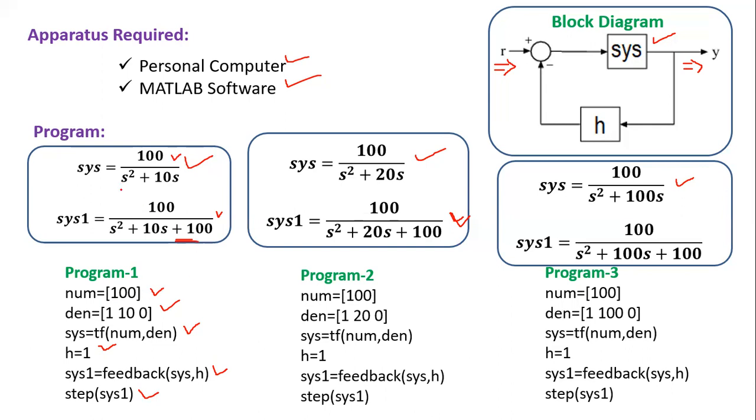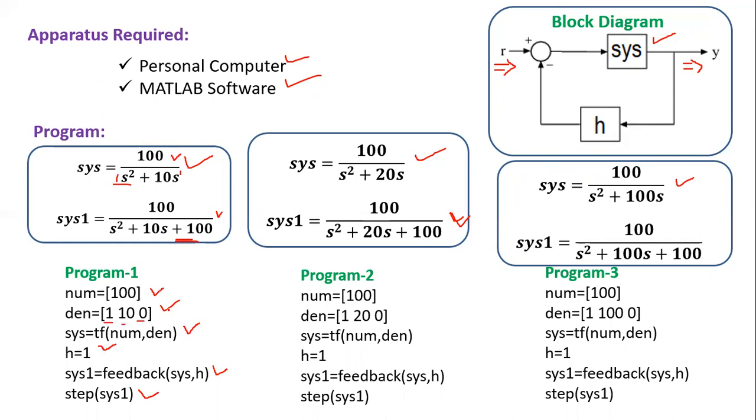Coming to the denominator, the highest power is s square, and the s square coefficient is 1. The next coefficient, s power 1, is 10. And what about the next one? s power 0. We are not having s power 0, so we are placing a 0. This is the numerator and denominator.